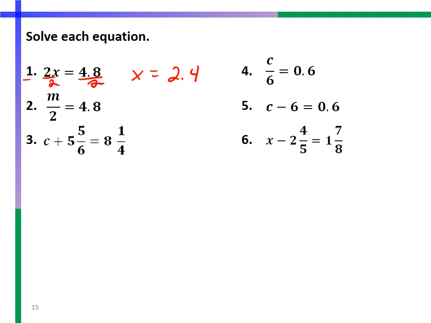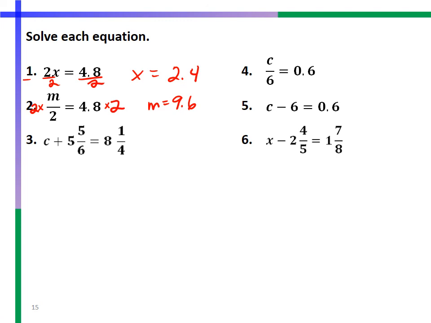So for number 2, I have m divided by 2 is equal to 4.8. And to get m by itself, I'm going to multiply both sides by 2. So I'm left with m being equal to 4.8 times 2, which gives me 9.6.